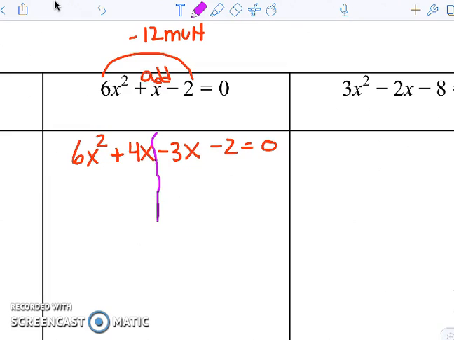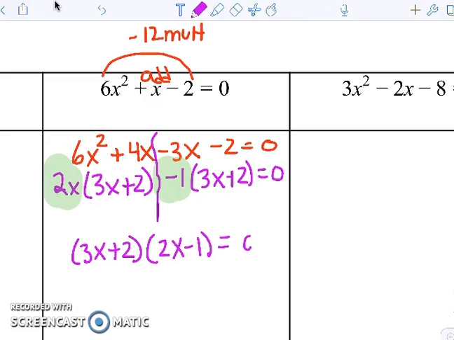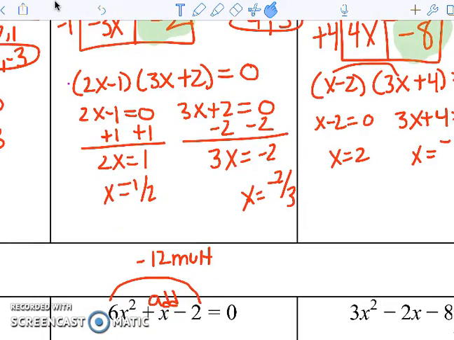We draw a line down the middle, and what factors out of these first terms is a 2x. So we're left with 3x plus 2. And our goal over here, what factors out of this? Well, a negative 1, and we're left with 3x plus 2. And if our parentheses are the same, then it factors into one of the parentheses is what's the same, and then our other one is what's on the outside here, 2x minus 1. And then you can solve the exact same way as we did up here.